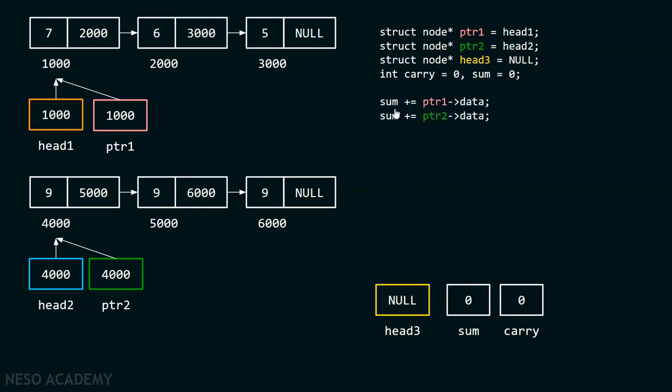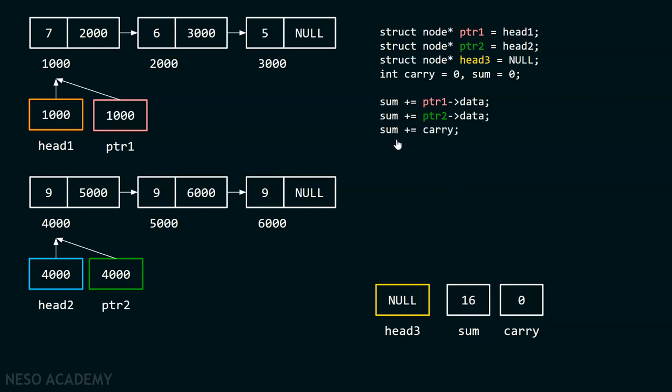After this, we need this step for the purpose of addition, that is sum plus equal to PTR1 data, sum plus equal to PTR2 data. We know that PTR1 data is nothing but 7 and PTR2 data is 9, right? We just add PTR1 data to sum. Sum is 0, so 0 plus PTR1 data gives 7, which means that sum will now hold the value 7. After this, we must add 7 to PTR2 data. 7 plus 9 is nothing but 16. So eventually, sum will hold the value 16.